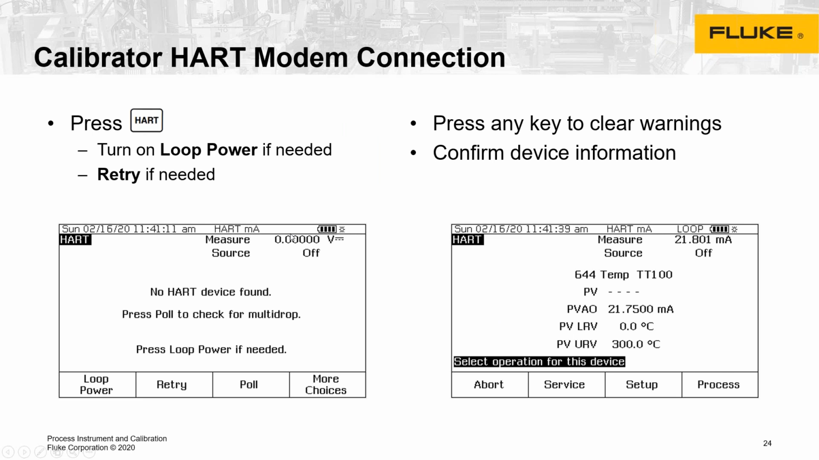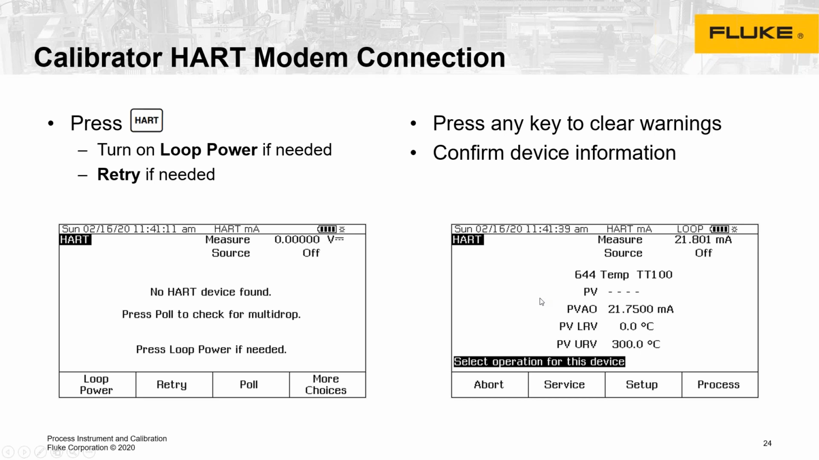One of the biggest things when doing HART communication with the 754 is to connect the HART before we start the calibration. We can run a calibration without it, but if we want to be able to make an adjustment digitally, we have to have the HART connected before we start the calibration.